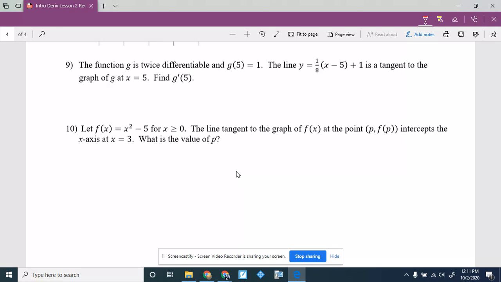So let's read it. It says the function g is twice differentiable, and that might freak you out, but it shouldn't. That just means you can take the derivative 2 times. I know we haven't done that yet, but nothing crazy. It just means take the derivative, get a function, and then you can do it again if you wanted to.